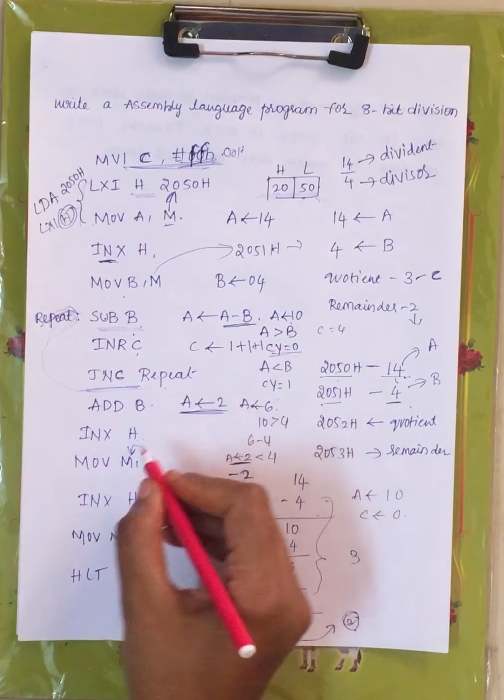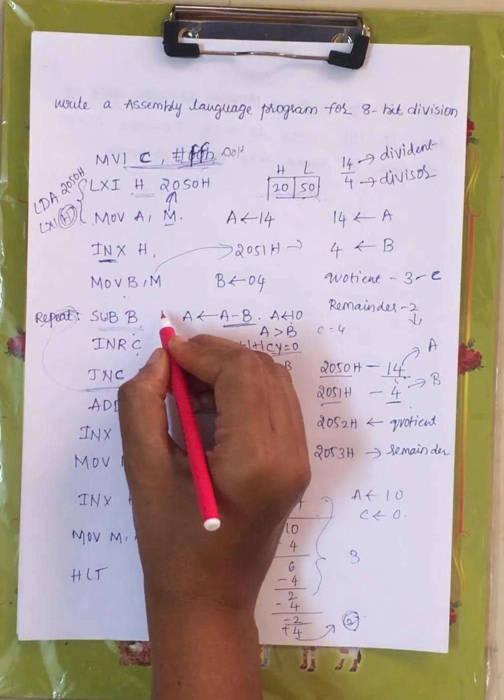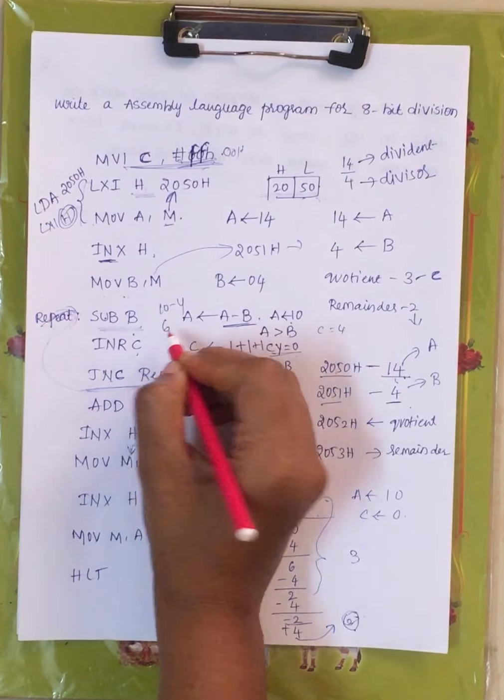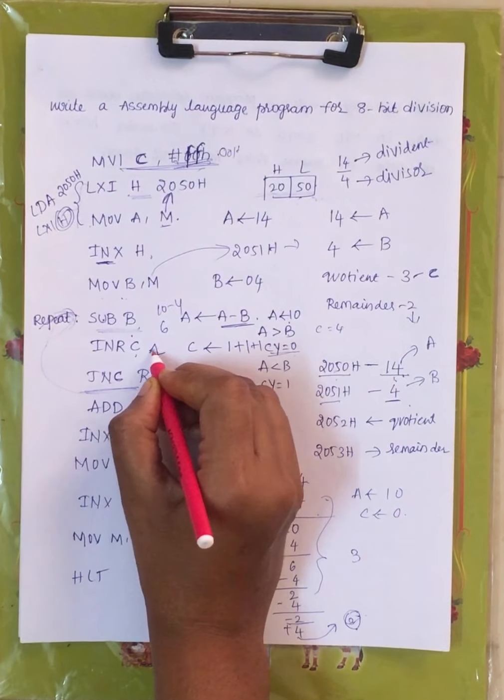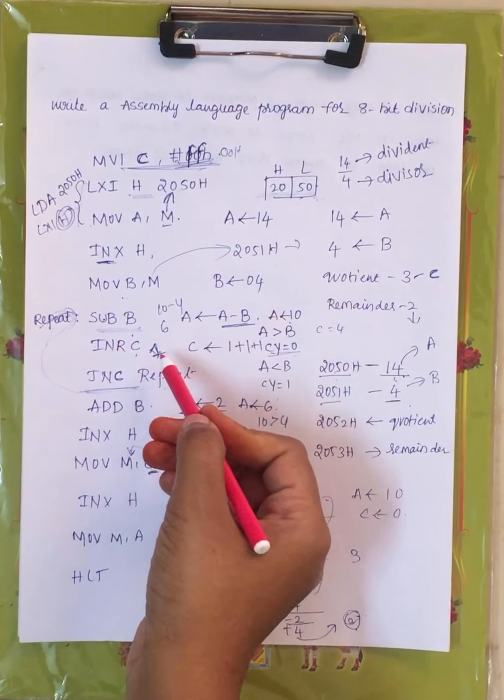Now again what is the result? A is 10. Now 10 minus 4 is 6, and C is incremented by 1. Now after jumping you will get the C value as 1.